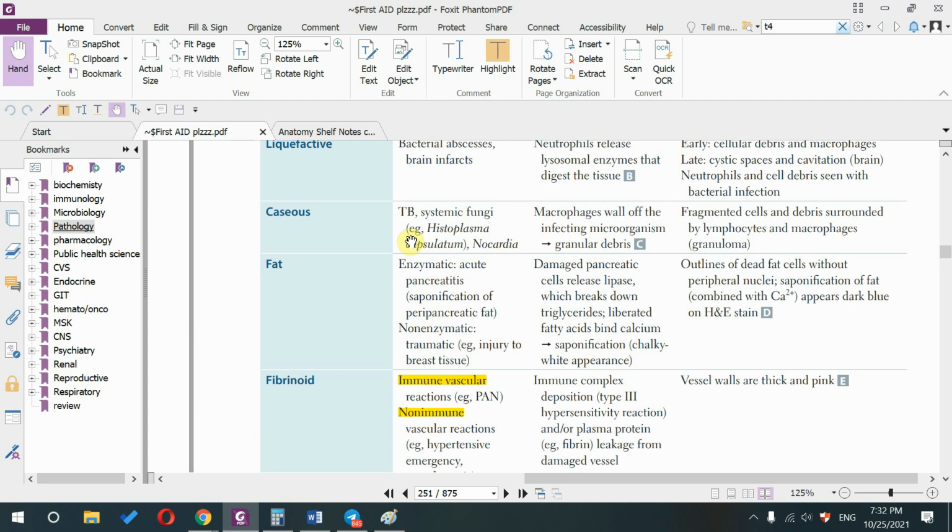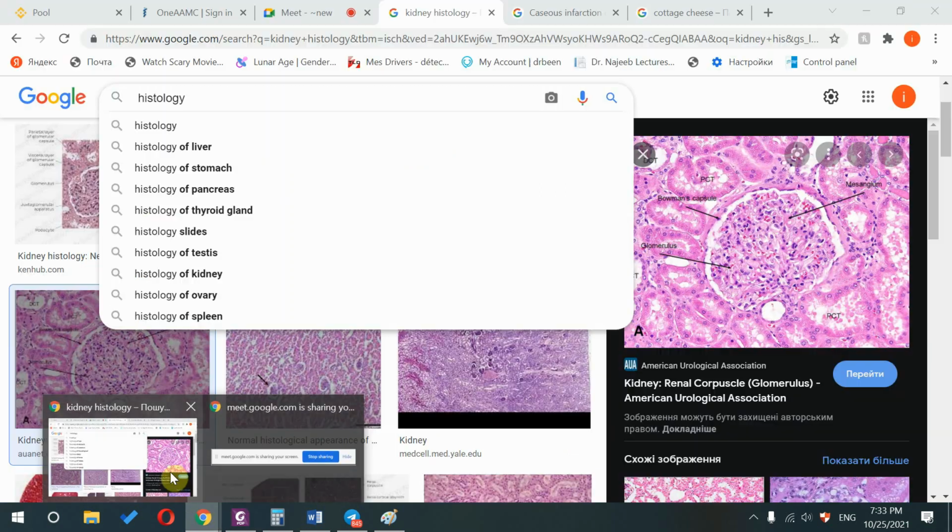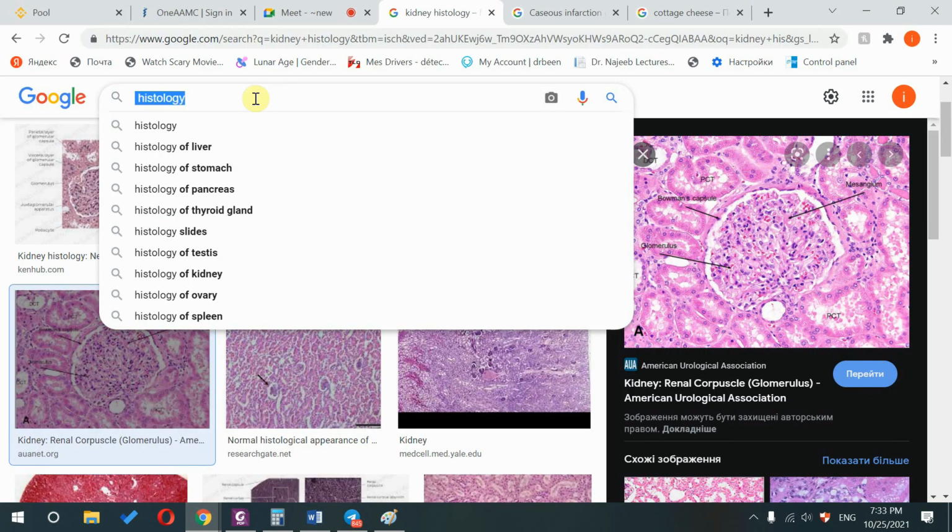So caseous necrosis, what are we going to see in histology? Fragmented cells and debris surrounded by lymphocytes and macrophages. So what is that? The cells in histology will be destroyed. It's just a mush of cells, a lot of macrophages inside, and lymphocytes. And also we have a creation of a granuloma. You are like, wait, what is a granuloma?